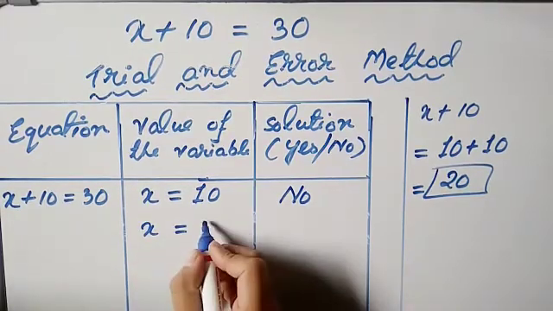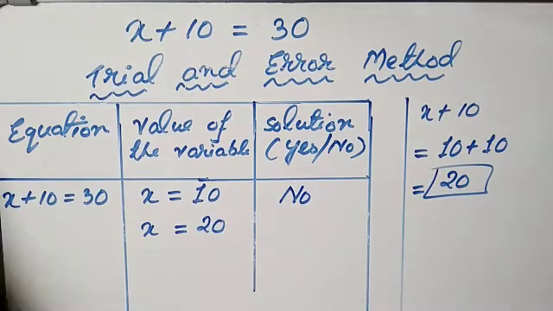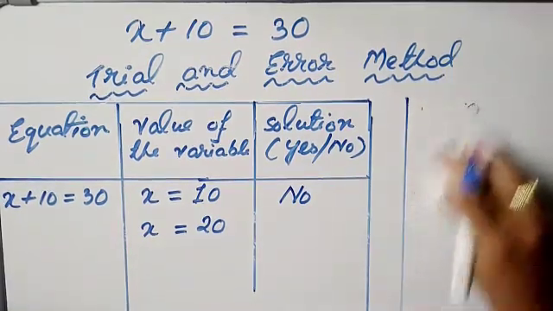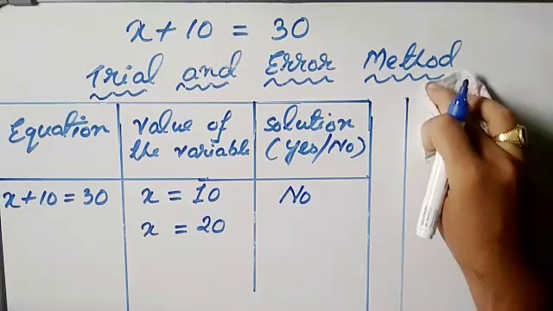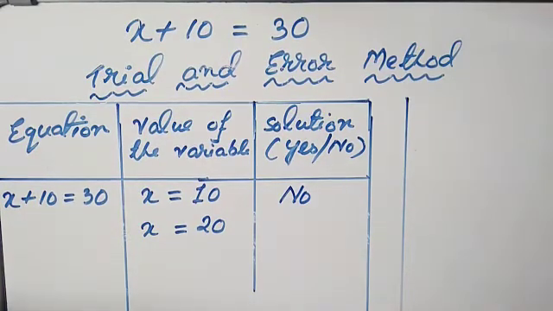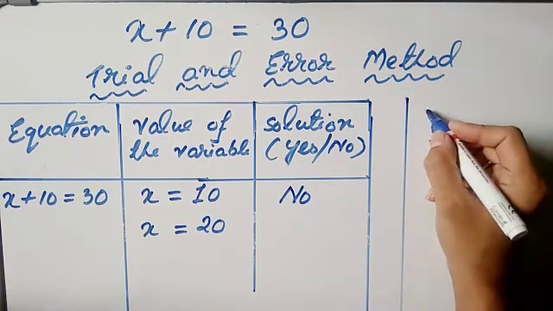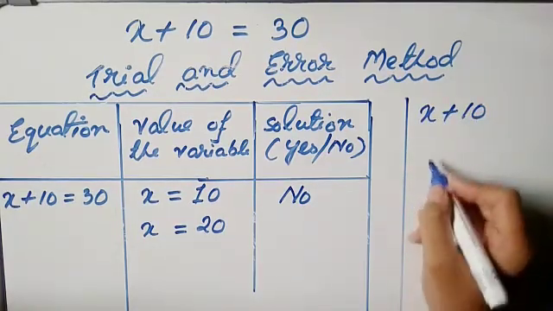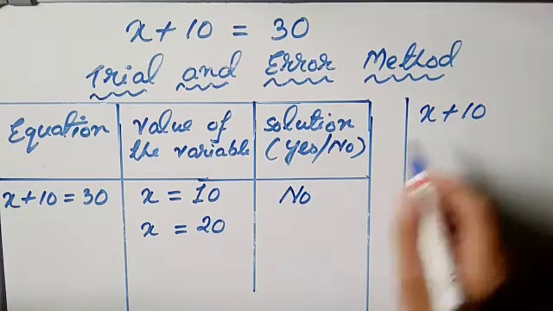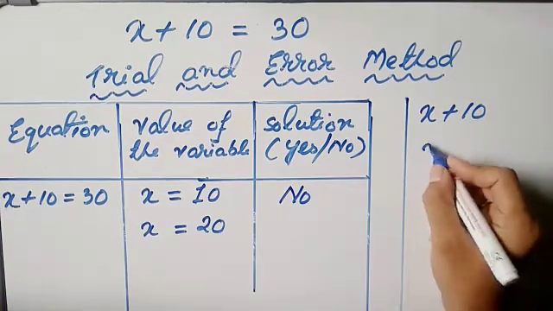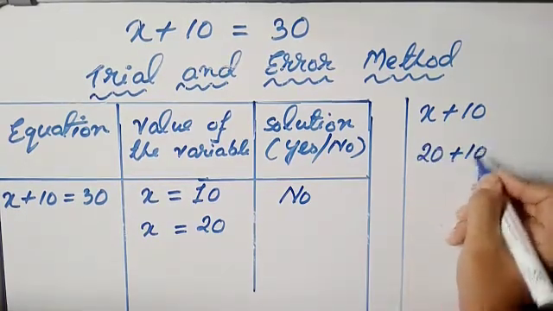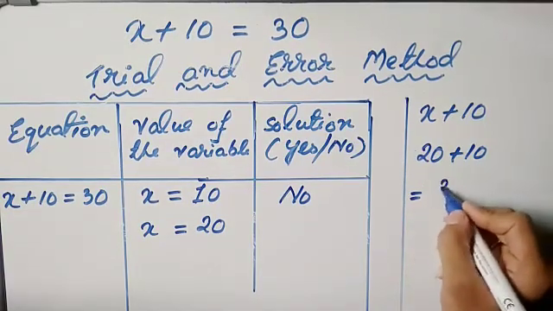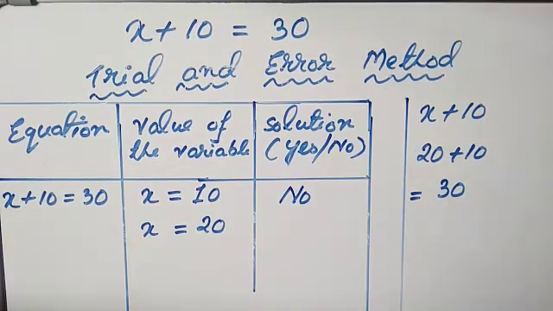This time let's take 20. So let's solve it in the working column. Let's see whether the value x equals 20 is a solution of the equation or not. The value on the left hand side is x plus 10. Instead of x, we have to substitute 20. So 20 plus 10. What is the sum of 20 and 10? It is 30.